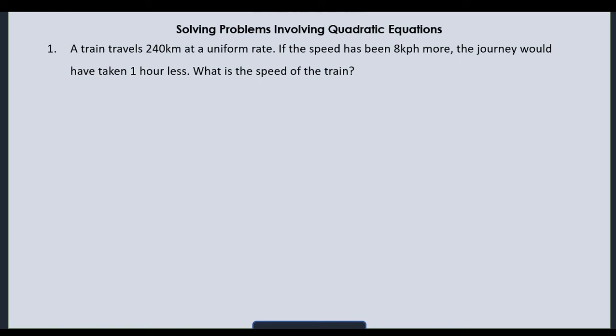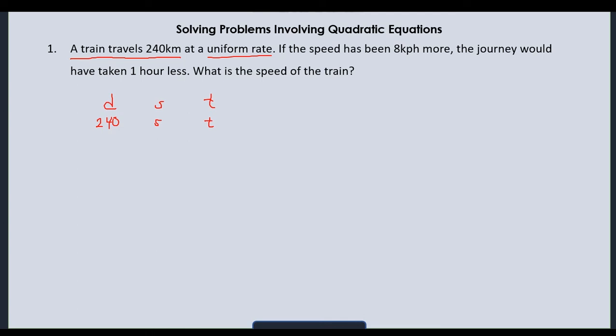In this case, we're going to have a table first, naming D for distance, S for speed, and T for time. For the distance, according to our first sentence, a train travels 240 kilometers at a uniform rate. So that will be our distance. Since this is the uniform rate, we don't know the speed, so I'll be using S for the speed and T for the time. This is the standard travel, what the train is doing for 240 kilometers.